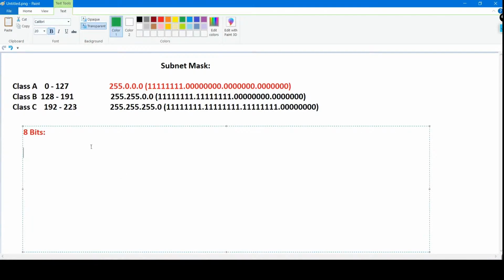So this one is your task: from slash 9 to slash 30, you will write the subnet mask. What will be the subnet mask from slash 9 to slash 32? You will write it on one page.